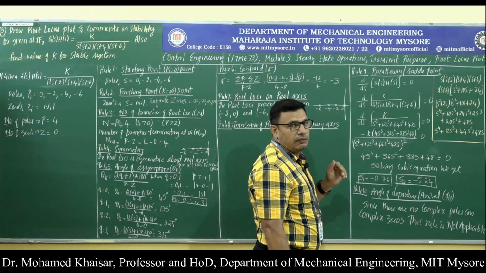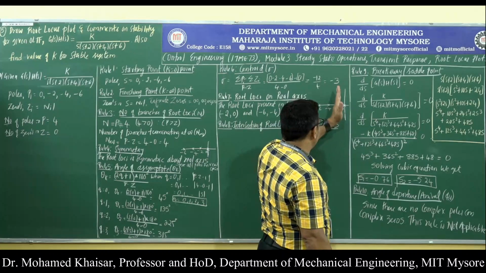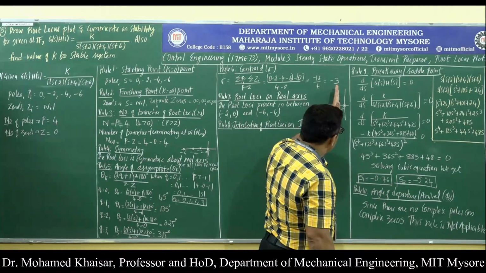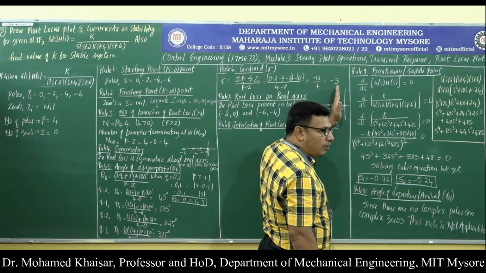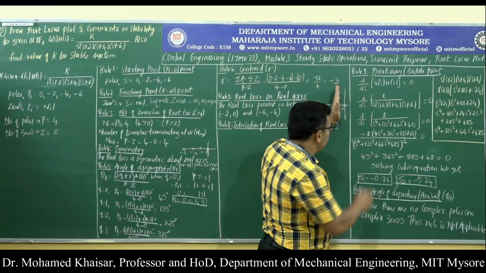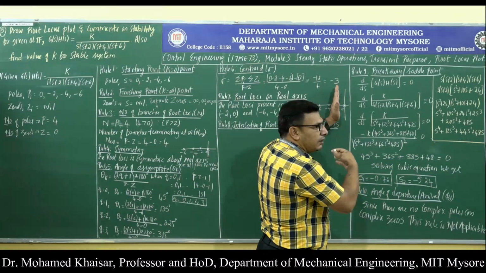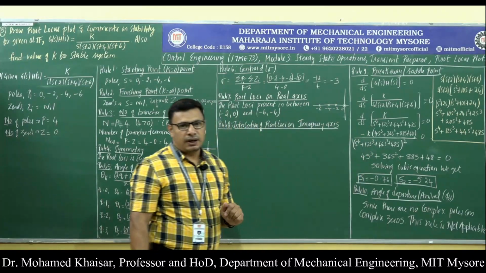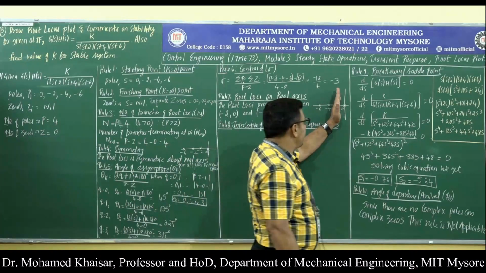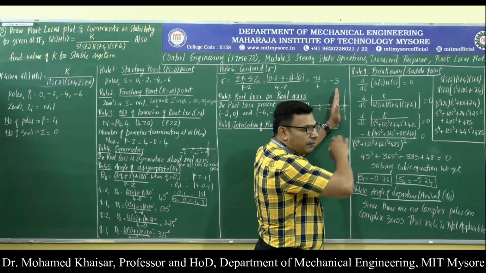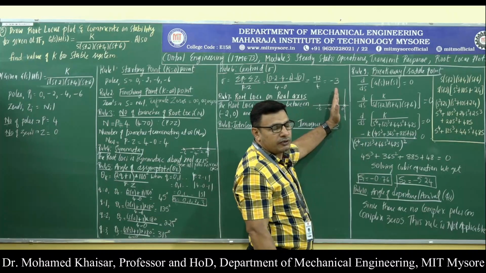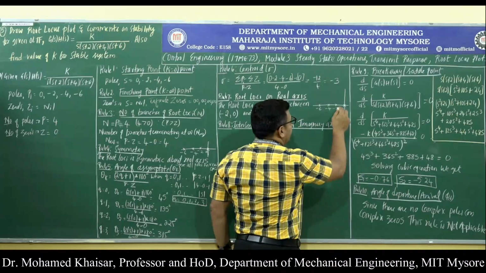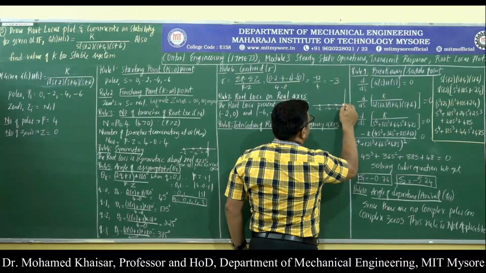So, what is the rule? What is the procedure? It says that you just keep your hand here, look to the right and count how many zeros and poles are present. If you see to the right of minus 2, there is only one pole at 0. So, 1 is odd, and when the count to the right of the point is odd, that means the root locus is present between minus 2 and 0.